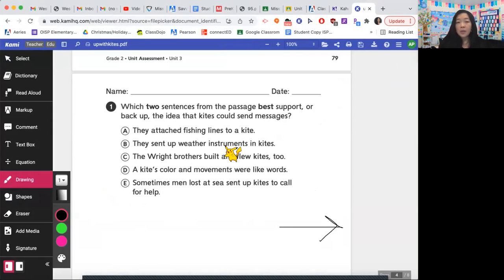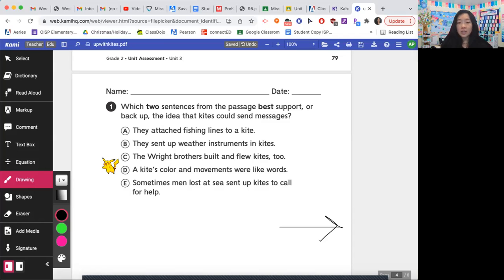So I'm going to use my drawing tool. Everyone click on drawing. I'm going to go to number 1. I want my thickness of 1. And then I'm just going to choose any color I want. You can choose pink, red, yellow. I'm going to choose black.